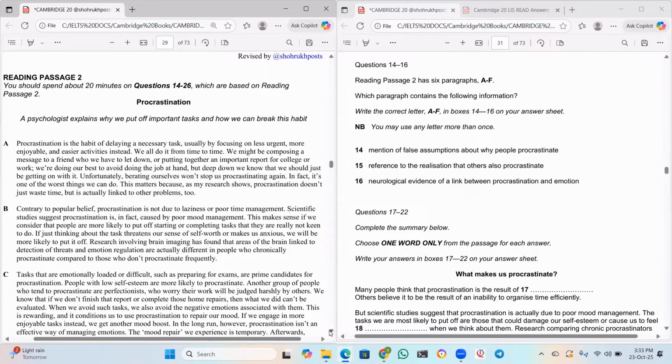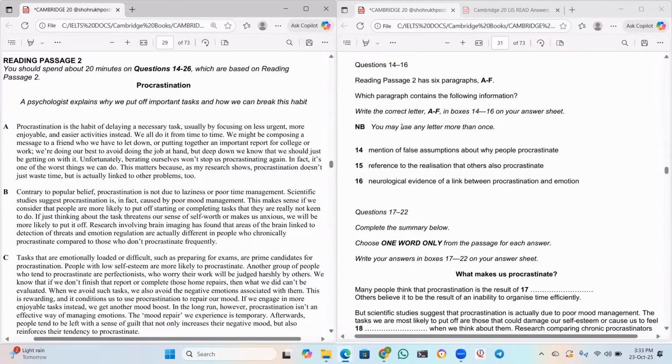So without wasting any time, let's dive into the passage. The strategy is reading the paragraph first and then going to the questions. It's called the reverse technique. Okay, let us read this one now. I'll just take a marker.